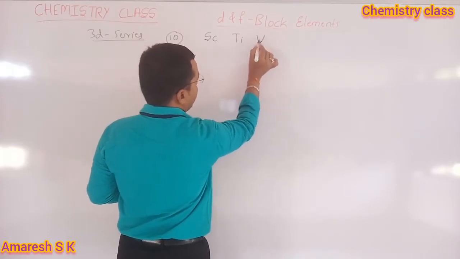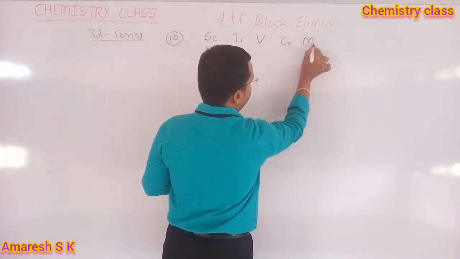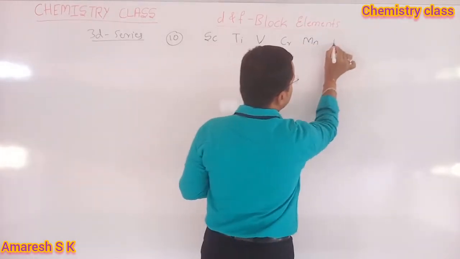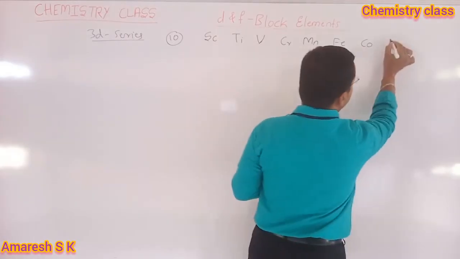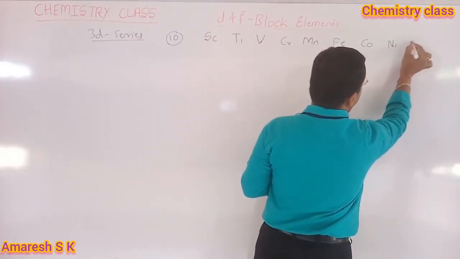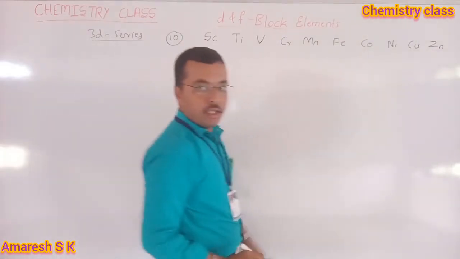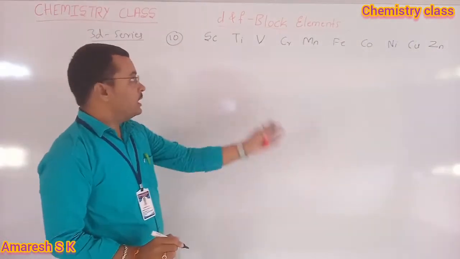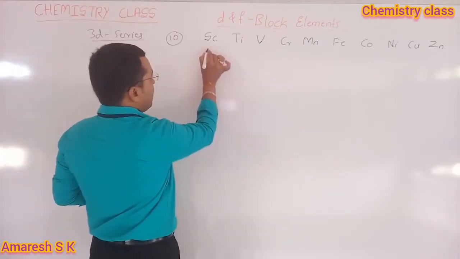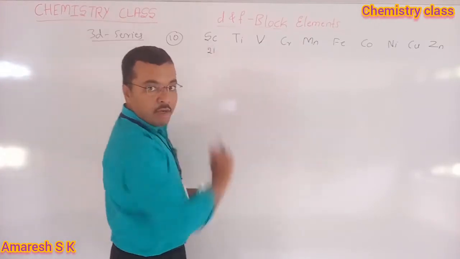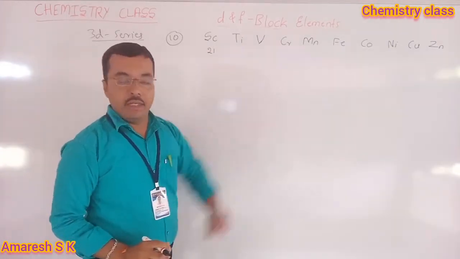titanium, vanadium, chromium, manganese, iron, cobalt, nickel, copper and zinc. Totally 10 elements are there in the 3D series of elements, from atomic number 21 up to 30. Totally 10 elements are there.